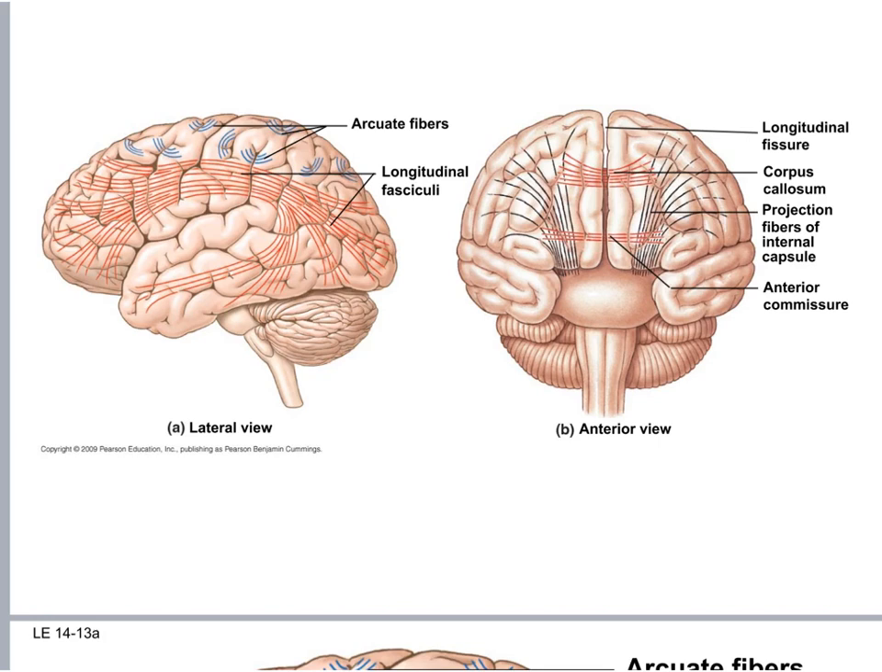Okay, the white matter is going to contain myelinated axons. And the myelinated axons are just connecting different areas of the brain together. Sometimes it's connecting lobe to lobe, sometimes it's connecting within one lobe, and sometimes it's connecting the right hemisphere to the left hemisphere. So let's look at the different types of these projection fibers that we have here.